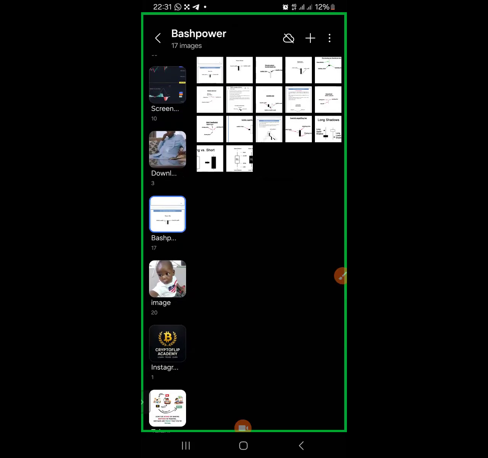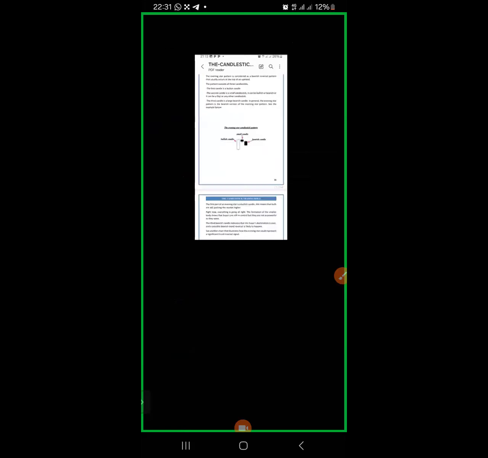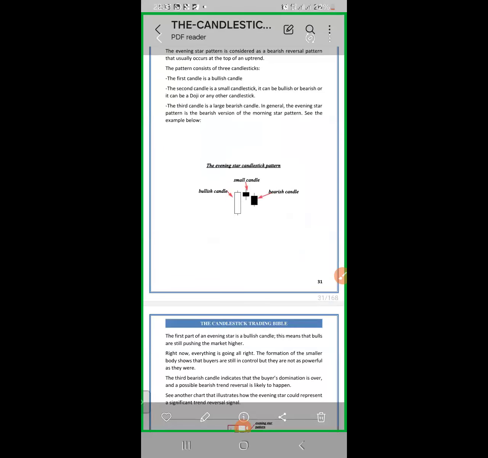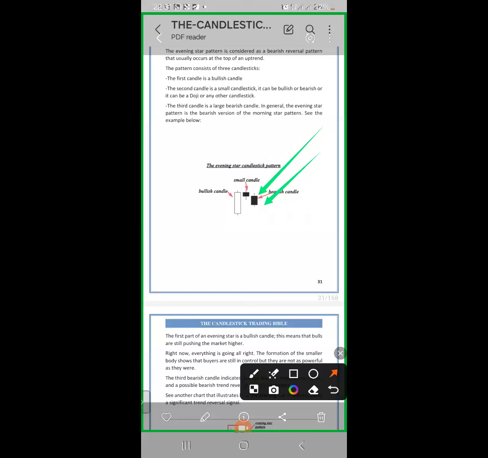The formation of a third candle that is bearish will give us the final decision of where the market is heading. This bearish candle will give us the final decision that this market is going to go down. It is a very powerful reversal candlestick chart pattern, which is called the evening star. So that is where we stopped last time.